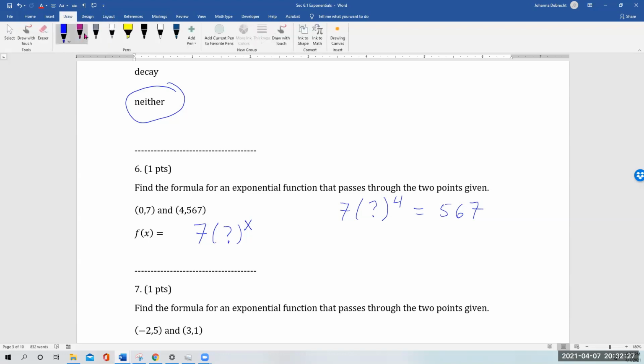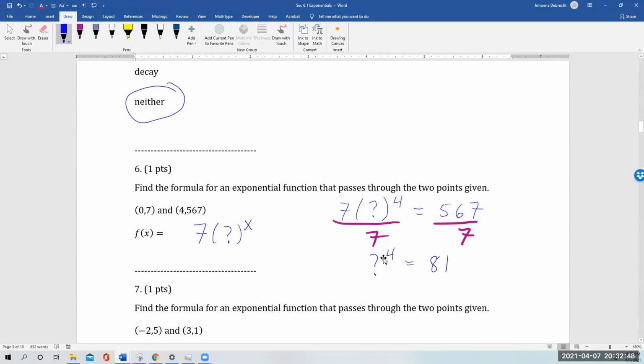When we divide both sides of the equation by 7, that will leave us with the equation of 567 divided by 7. So this gives us the unknown raised to the 4th power equal to 81.